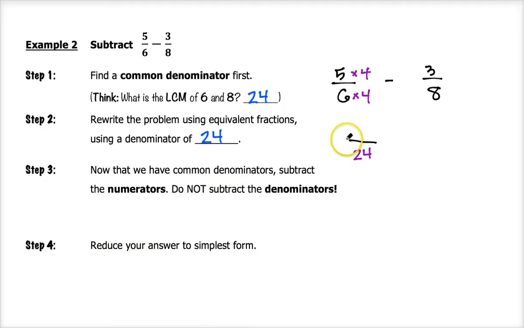So 5 times 4 is going to be 20. 20/24ths is the same as 5/6. It's just that 20/24ths is not reduced. Next, we're going to turn 8 into a 24, and we're going to do that by multiplying it by 3. And if I multiply my denominator by 3, I also have to multiply my numerator by 3. So this is going to give me 9 over 24.